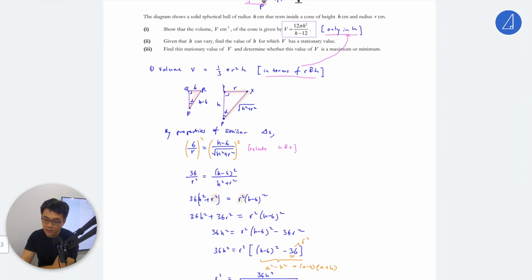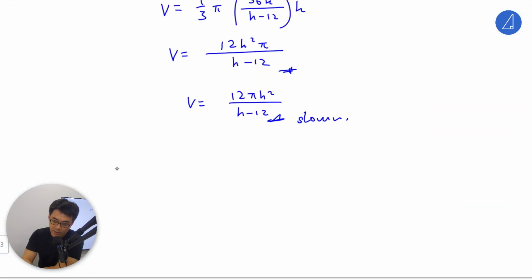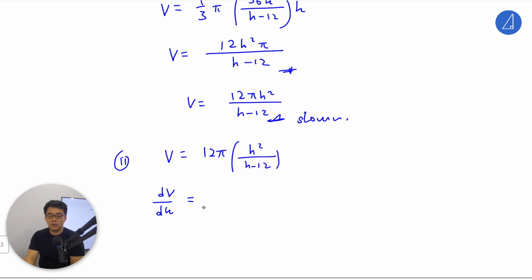Part 2 should be quite okay. Given H can vary, find the value which V is stationary. So part 2, dV/dH. Now V, okay, this is what I'll do. The V is a constant, so usually I'll just exclude it out. The 12 pi is a constant. So h square over h minus 12. Okay, don't get the 12 pi in because it's very annoying.